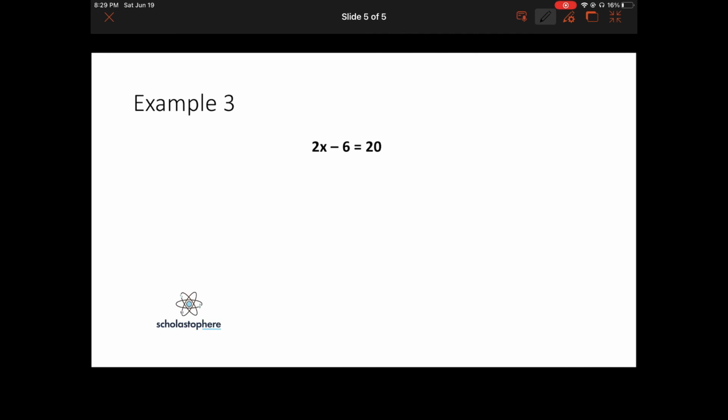So we have example 3: 2x minus 6 equals 20. All we would need to do in this problem, since it's much simpler than the other two examples, is move the negative 6 to the other side of the equal sign so that we can combine it with 20, therefore leaving 2x by itself. So once you do that, you'll have 2x equals 6 plus 20.